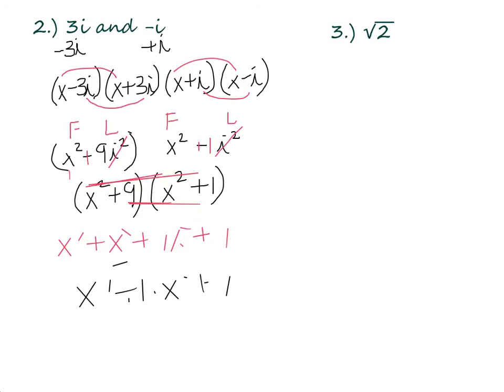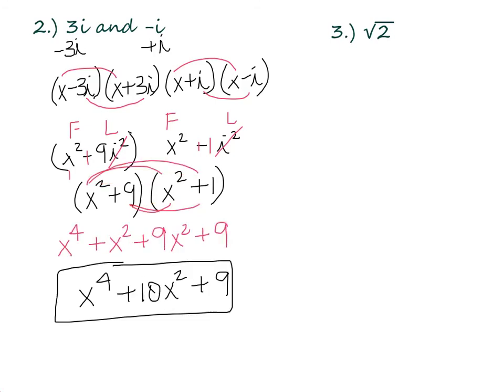Or rather, this is my polynomial that when you solve for the roots, these are your roots. All right, looking at number 3. Number 3, we are given the root of the square root of 2, so we also know that an additional root would be negative square root of 2. So we're going to write those in their factors, x minus radical 2, and then x plus radical 2.